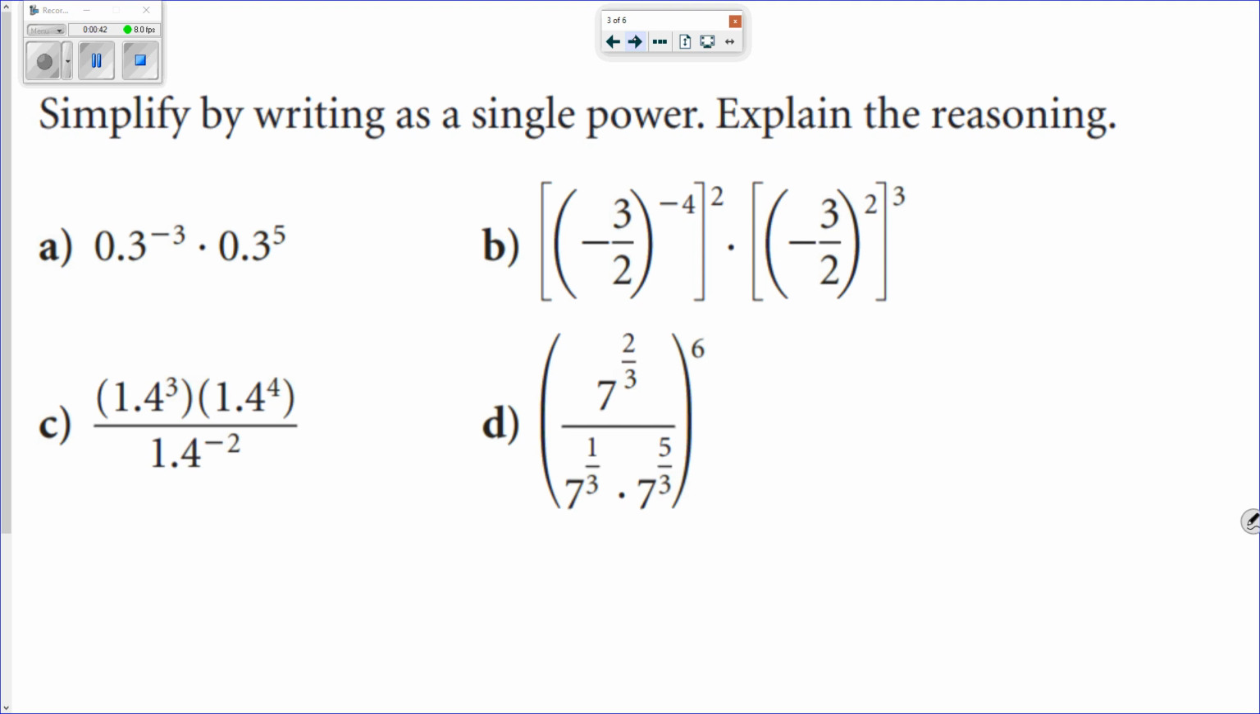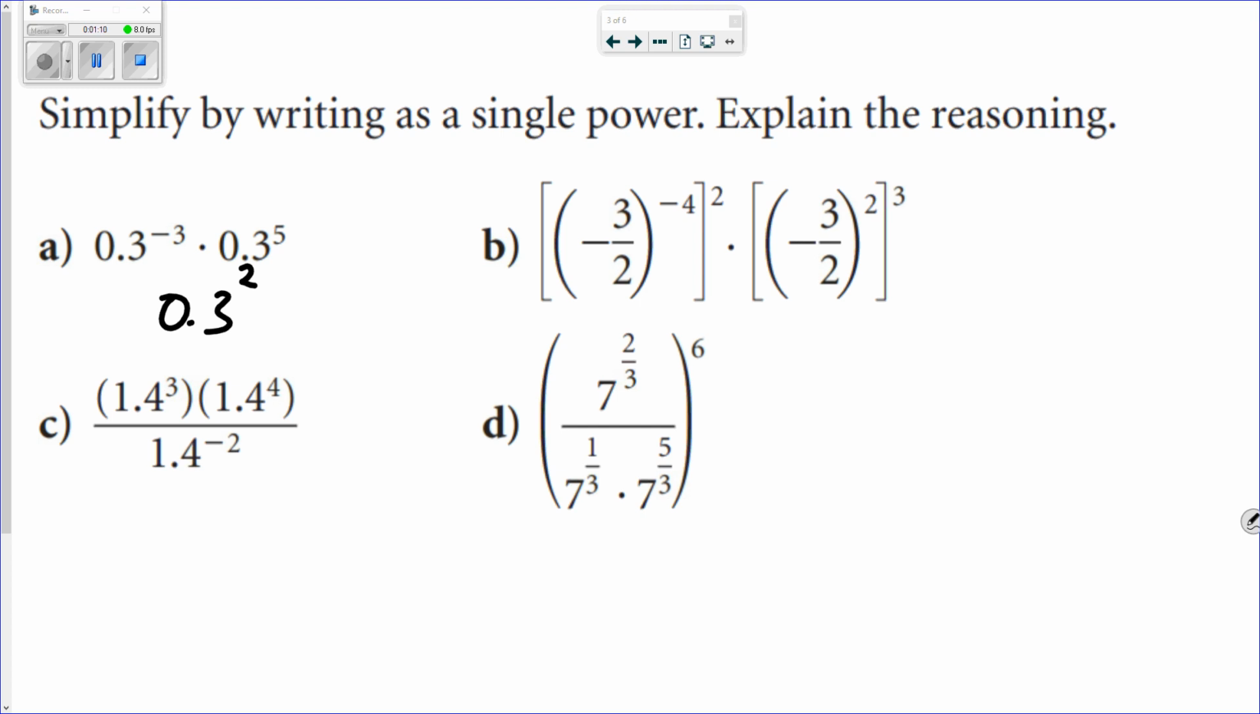It's A. So the base is 0.3. We'll start by writing our base. And we're multiplying, so we're going to add the powers. So -3 plus 5 is 2. So we have simplified it by writing it as a single power.